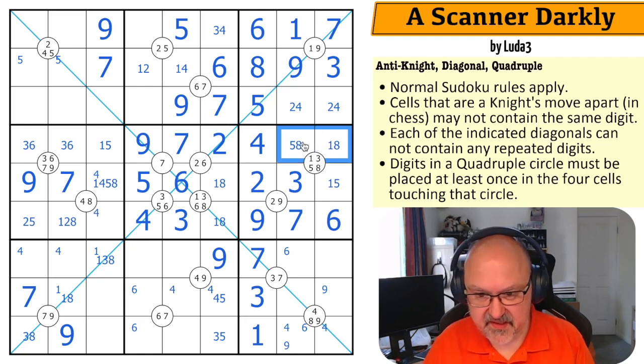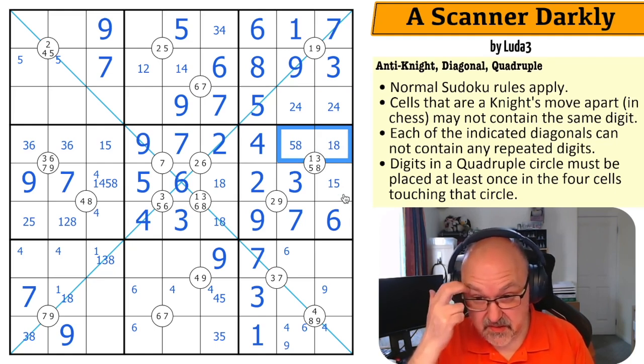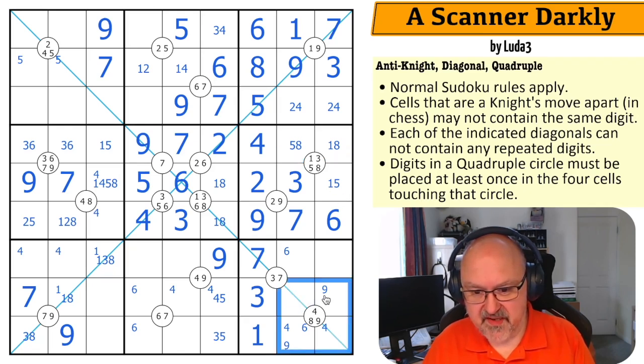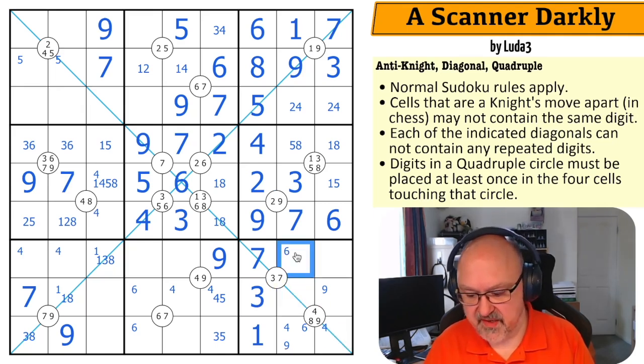This is feeling kind of useless. I haven't got it yet. So 4, 8, and 9. So what can this cell be? It can't be 1. It can't be 2. It can't be 3. It can't be 4. It can be 5. It can be 6. It can't be 7. It can't be 8, 9. This is 5 or 6.